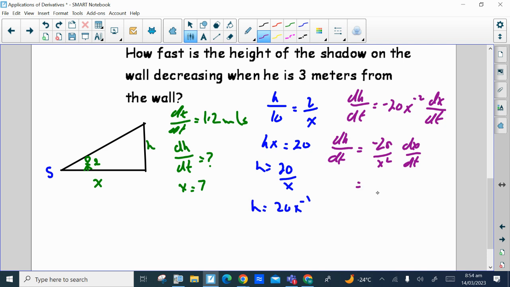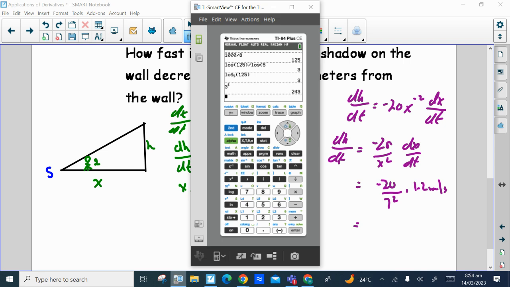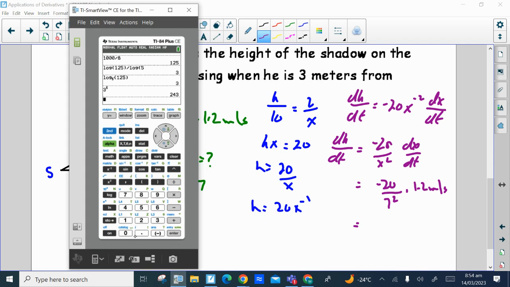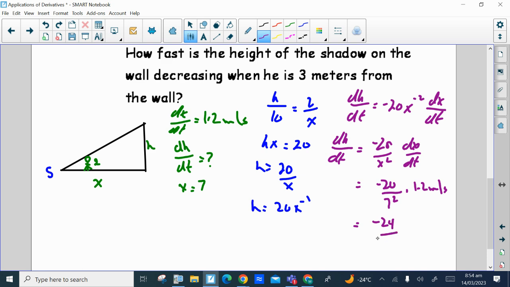We want to find dh by dt here. x is 7, so it'll be negative 20 over 7 squared times dx by dt, which is 0.2 meters per second. So it'll be negative 20 times 0.2, which is negative 4 over 49 meters per second. So that's the rate of change of the height with respect to time.